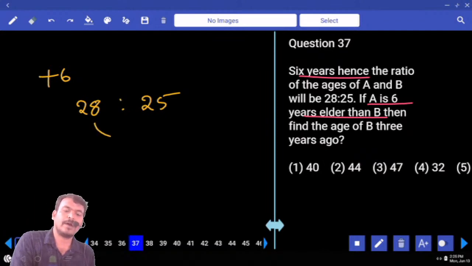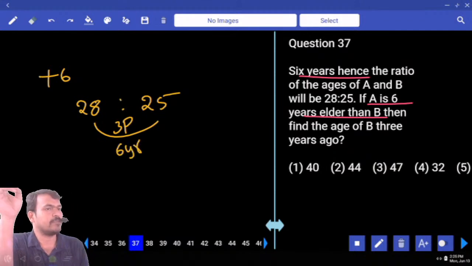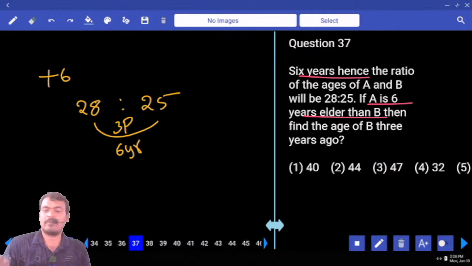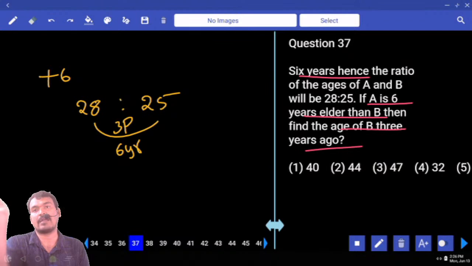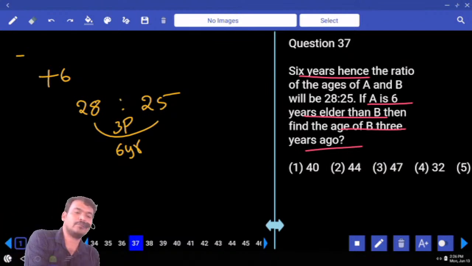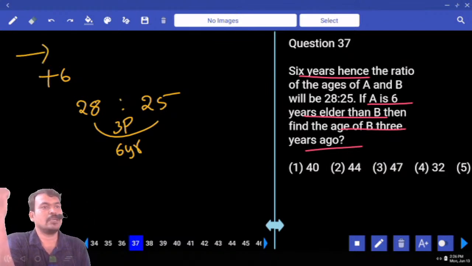In the future, the difference is 3 parts. But age wise the difference is 6 years. Then 3 parts value is 6 years, so every 1 part is 2 years. But we require the age of B 3 years back. First we need to identify the present value. 3 parts is 6, so 1 part is 2 years.